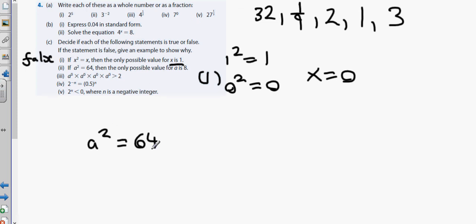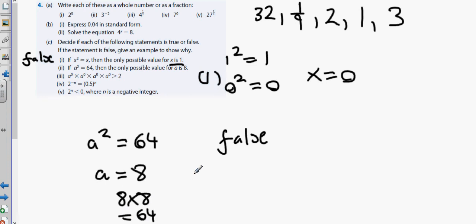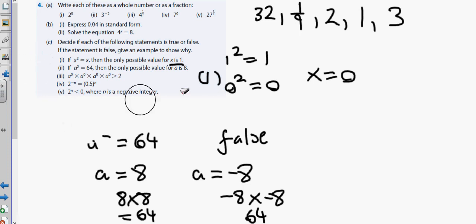If a squared equals 64, the only possible value for a is 8. This is false, because a squared equals 64 means, what number when multiplied by itself gives you 64? So we could say a is 8, because 8 multiplied by 8 is 64. Another answer, however, is minus 8, because minus 8 multiplied by minus 8 is also 64. So therefore we're forgetting about the minus answer. Now next one.